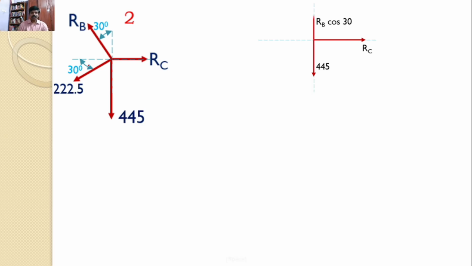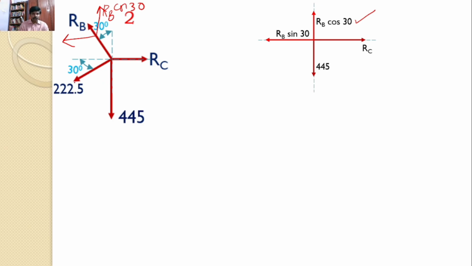Now this RB makes an angle of 30 degrees with the y-axis, so you can resolve this force like this along the x-axis and y-axis. This RB makes 30 degrees with the vertical, hence the vertical component is RB cos 30 and the horizontal component is the sine component. Here you can see the vertical component is RB cos 30 and the horizontal component is RB sine 30.